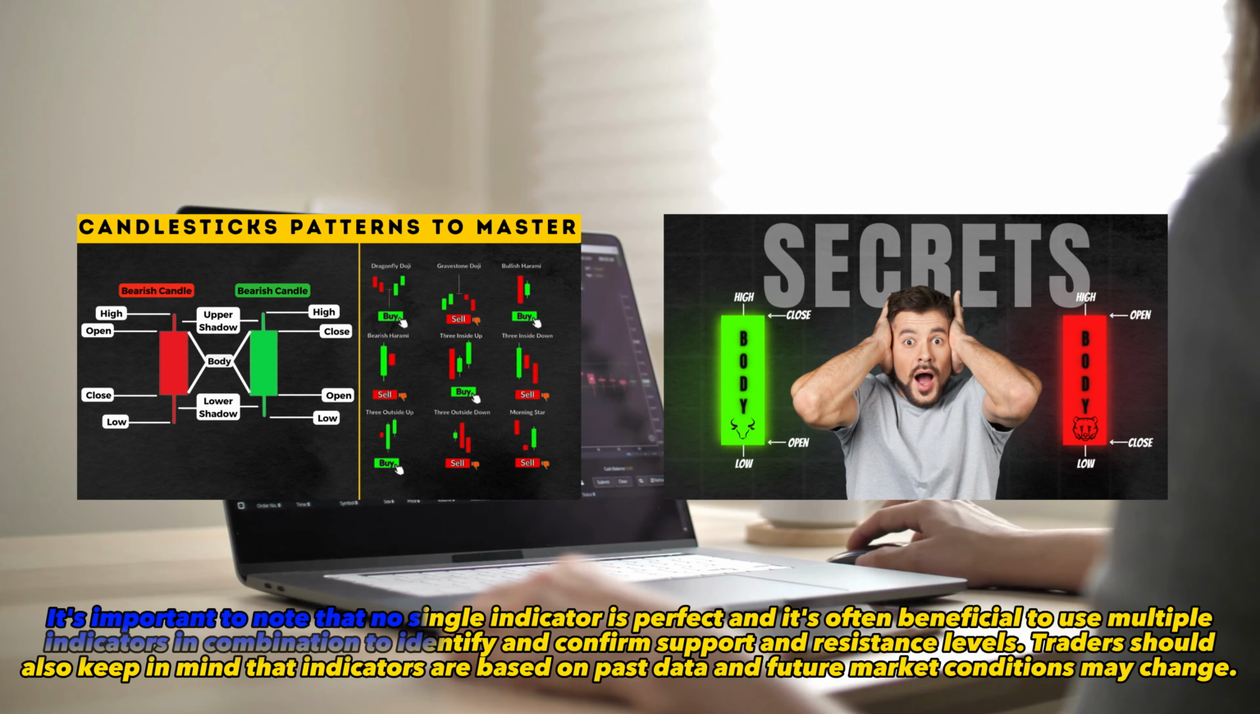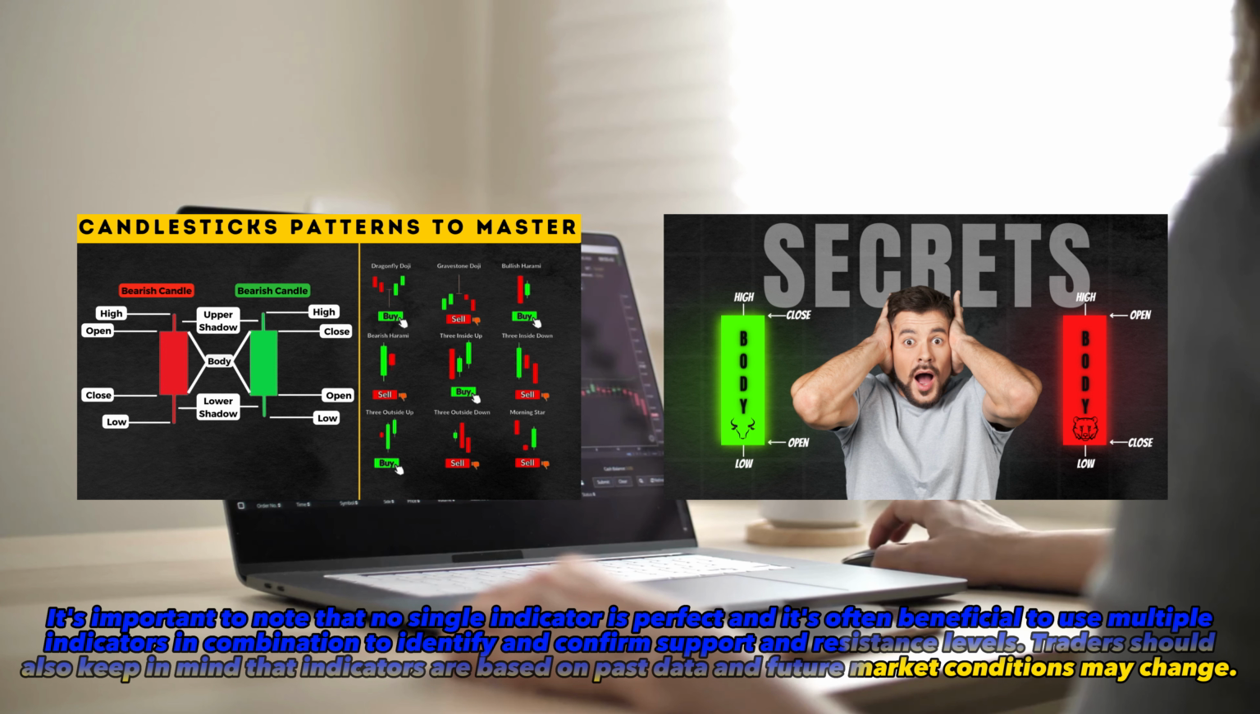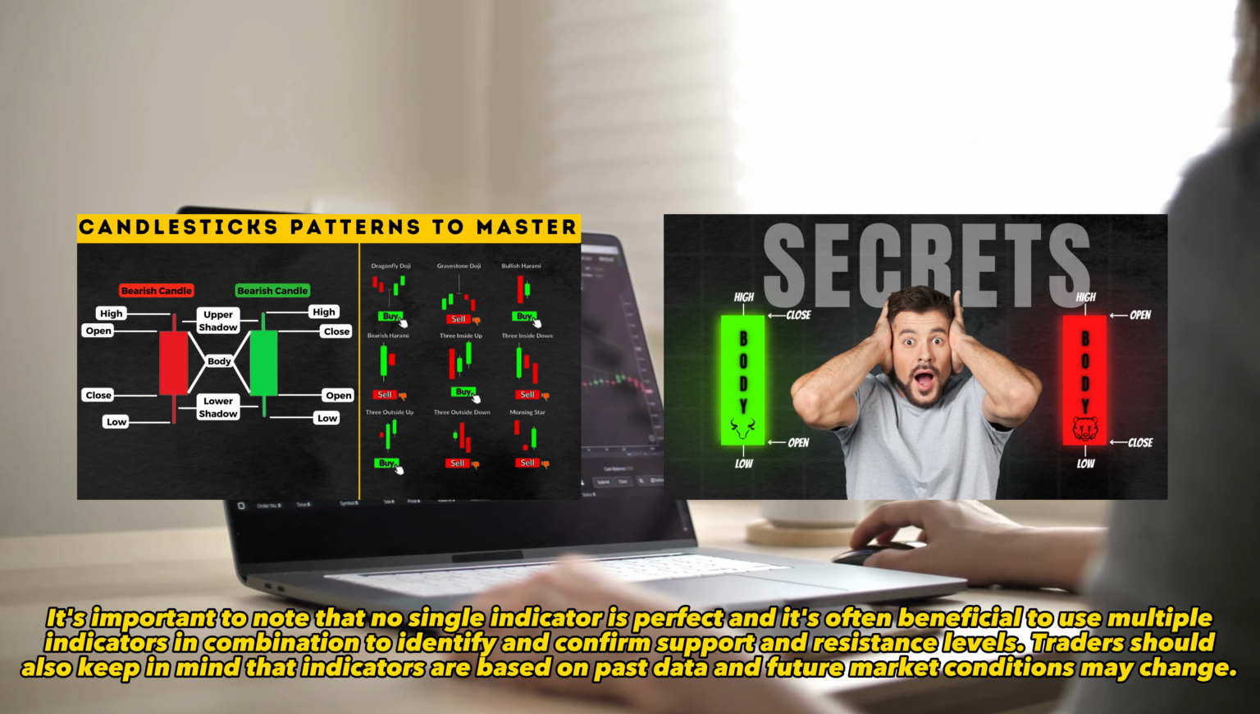It's important to note that no single indicator is perfect, and it's often beneficial to use multiple indicators in combination to identify and confirm support and resistance levels. Traders should also keep in mind that indicators are based on past data, and future market conditions may change.